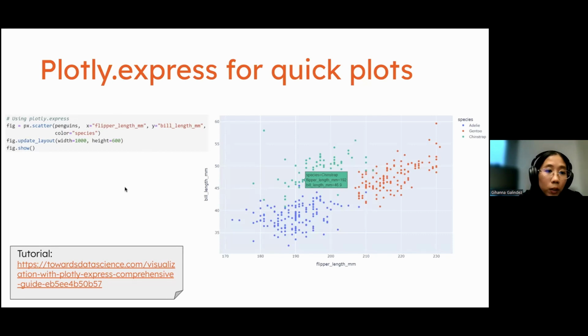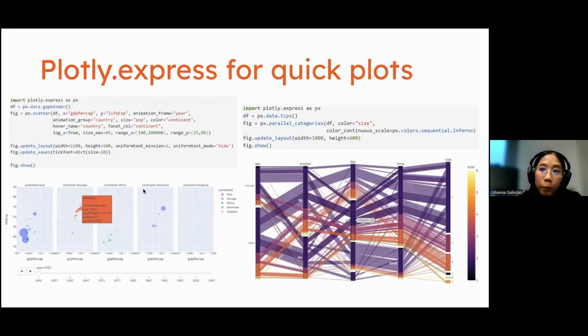Here you can basically import Plotly Express as px and then do px.scatter, and then you specify your data, x and y, and also the color. So it also has these cool interactive features. You can hover, you can pan, you can zoom, and so on, as Julia already demonstrated. And you can also check out the links that we provided for some tutorials.